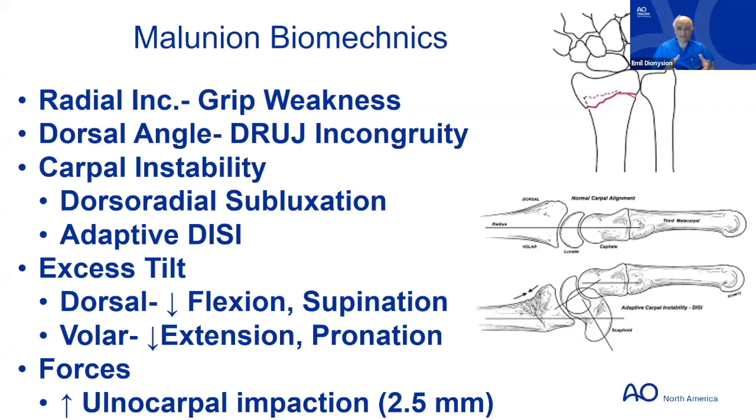Of course, the forces change. If the radius is shortened, the ulnar carpal forces increase, and an estimated 2 or 2.5 millimeter shortening of the radius would increase the pressure on the ulna by about 40%.